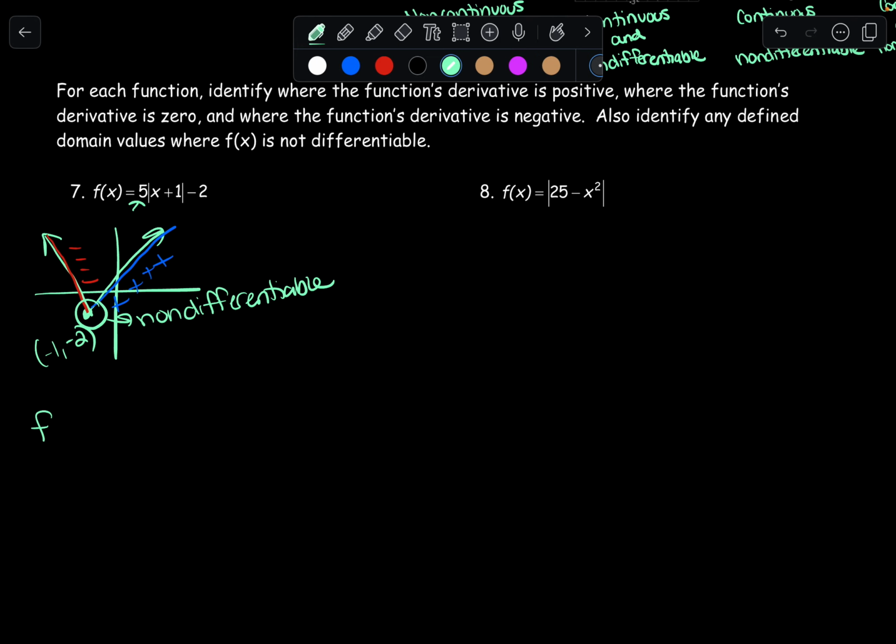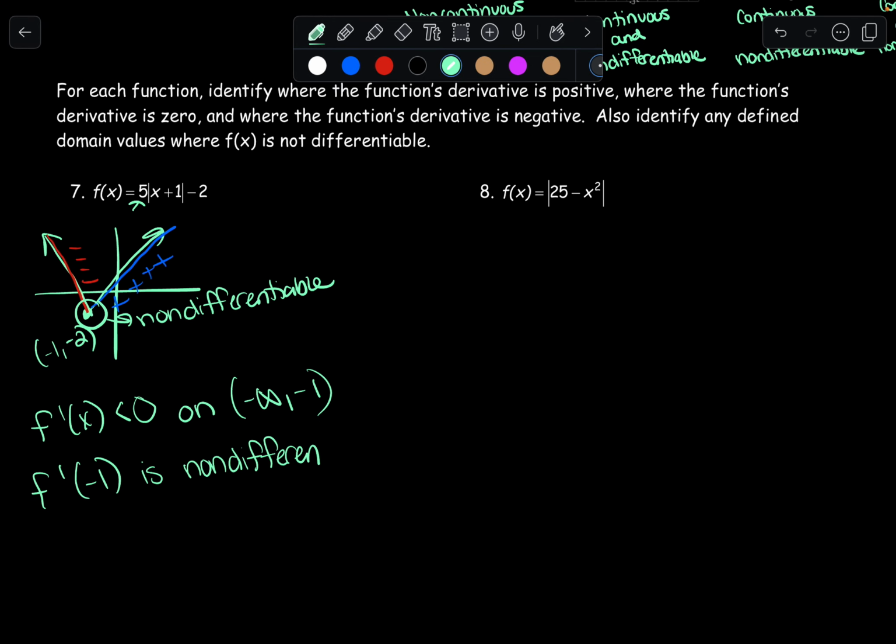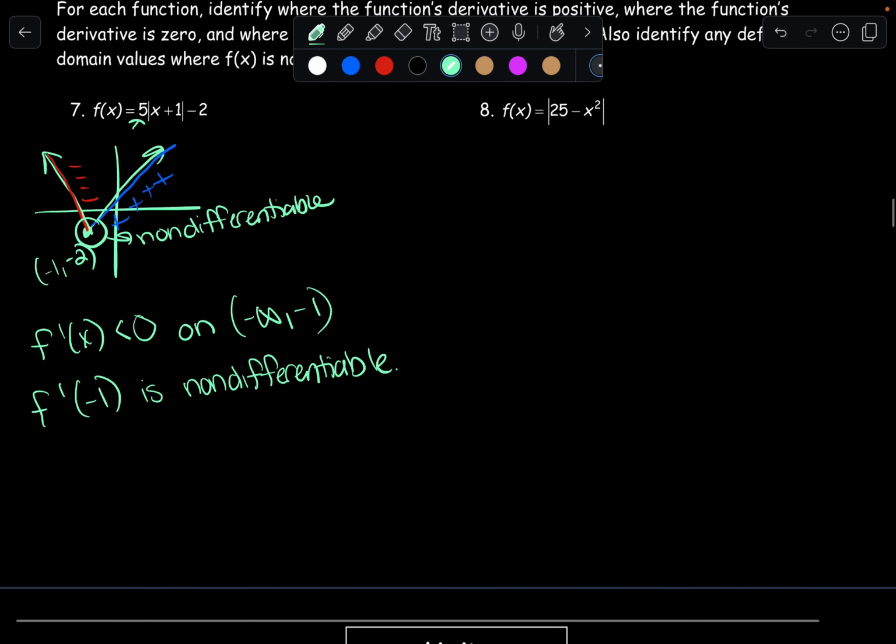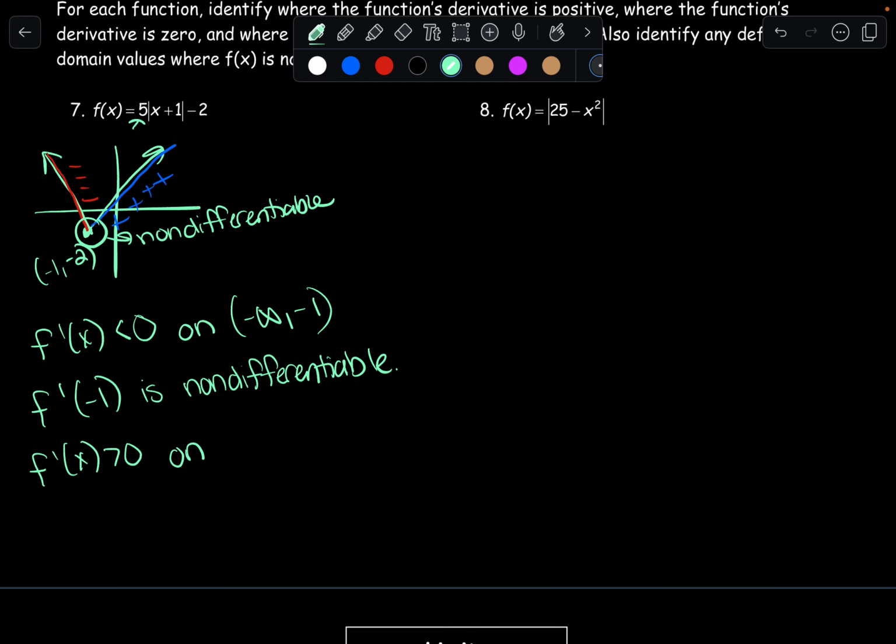All right, so f prime of x is less than 0 on -∞ to -1. And then we can go ahead and specify that f prime of -1 is non-differentiable. Or you can say f prime of x at x equals -1 is non-differentiable, but this saves a little bit of time. And then we have f prime of x is greater than 0 on -1 to infinity.